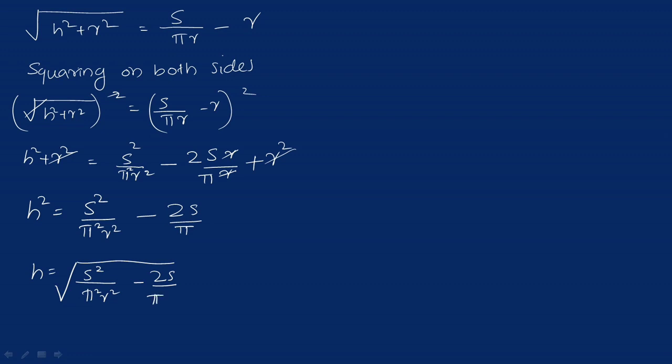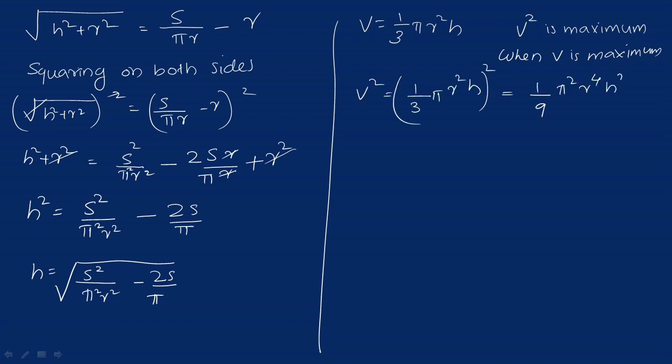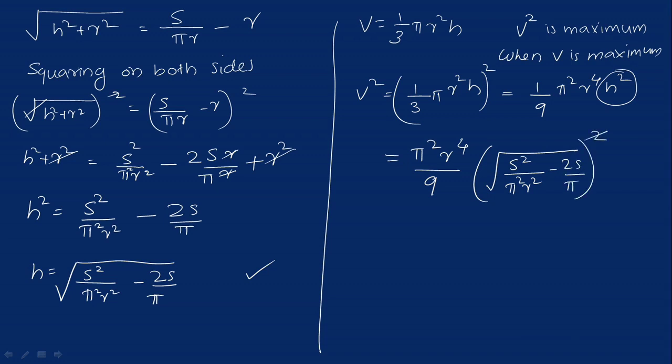Now we have h is equal to root of S square by pi square r square minus 2S by pi. Now what is volume? Volume is equal to 1 by 3 pi r square h. So if V square is maximum, then V is maximum. So what is V square? That is 1 by 3 pi r square h whole square, that is 1 by 9 pi square r raised to 4 h square. So instead of h square we have the equation for h, right? Substituting that here, pi square r raised to 4 by 9 into S square by pi square r square minus 2S by pi.